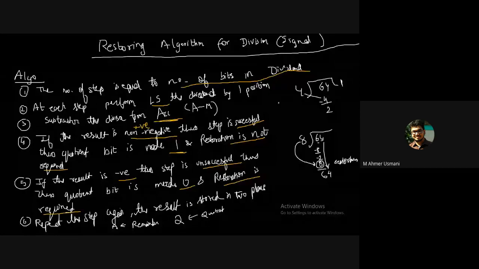Okay. The result will be stored in two places. The remainder will be stored in the accumulator, and the quotient will be stored in the Q register. Is this clear? Yes, sir. Okay, we'll take an example. The example that we are taking is: divide 6 by 4 using the restoring division method. I'll repeat the question again. Divide 6 by 4 using the restoring division method. Is that clear?